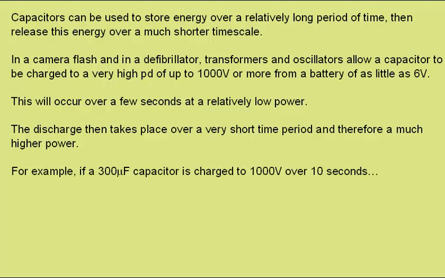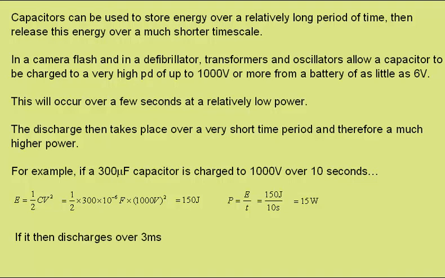For example, if a 300 microfarad capacitor is charged to 1000 volts over 10 seconds, the energy is given by half CV squared, which gives an energy of 150 joules, meaning this was an average power, as energy over time, of 15 watts. If the discharge then takes place over 3 milliseconds, for instance, again power is energy over time, which is 50,000 watts.